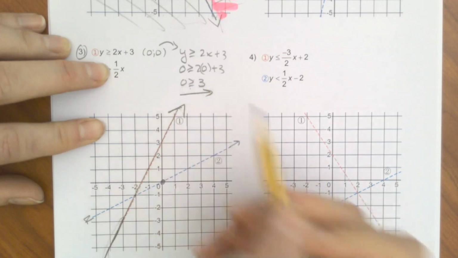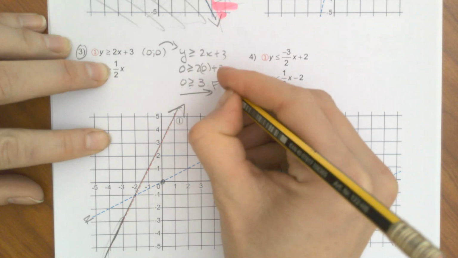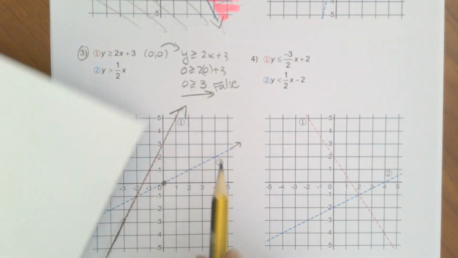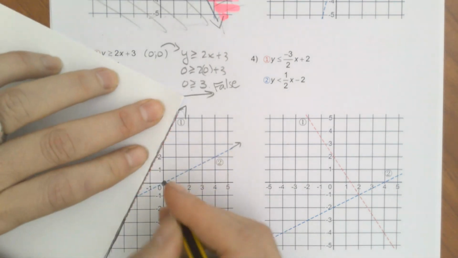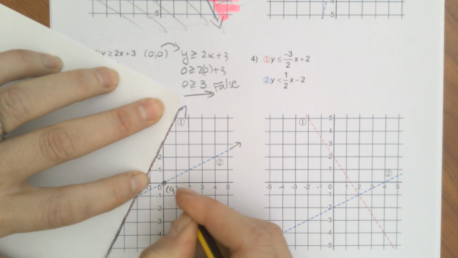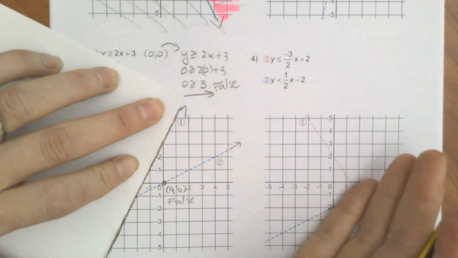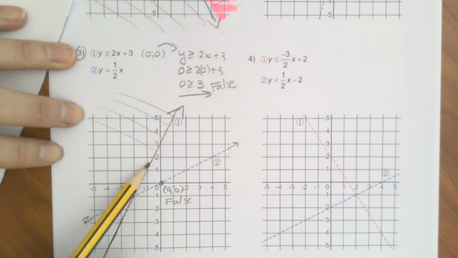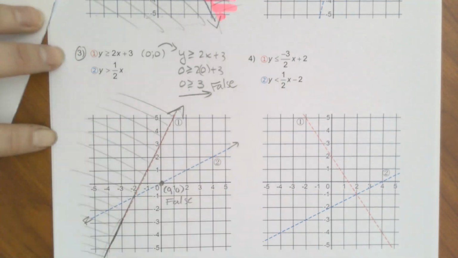Is 0 bigger than 3? Nah, that's false. So I'm looking at line number 1 right here, and if I substitute this point, 0, 0, into the inequality, it's false. So everything on this side is false. That means everything on this side is true, and we always color the true side. There. Now let's look at inequality number 2.